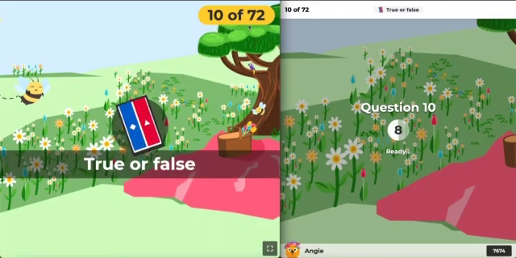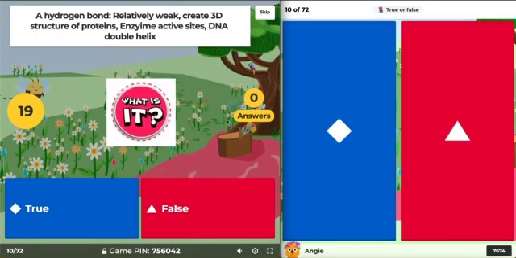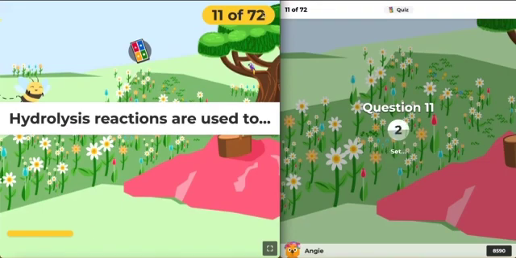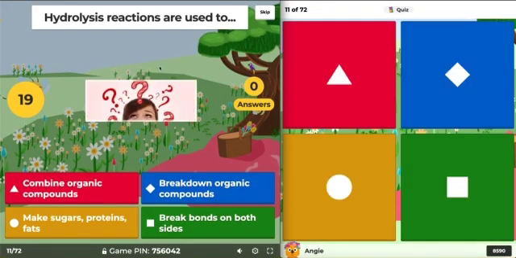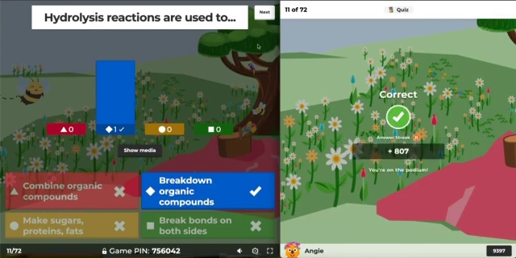On to the next question. True or false? A hydrogen bond is relatively weak and creates 3D structures of proteins, enzyme active sites, and the DNA double helix, which is true. They do create 3D structures of proteins, enzyme active sites, and the DNA double helix, and they are relatively weak. The strongest of them all would probably be covalent. It takes a lot more energy to break them apart. Hydrolysis reactions are used to break down organic compounds. So let's move on to the next question.